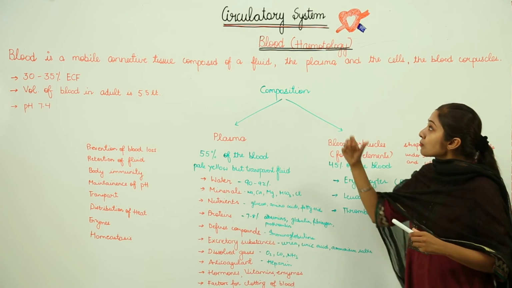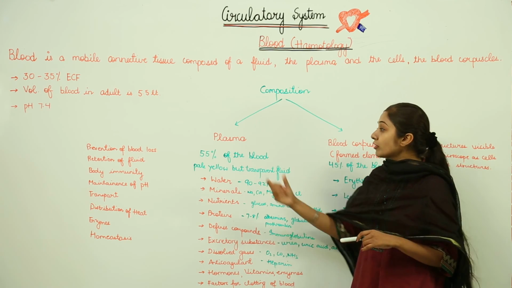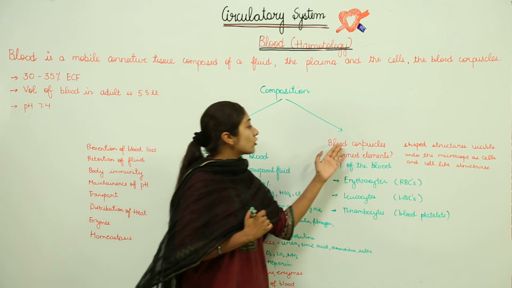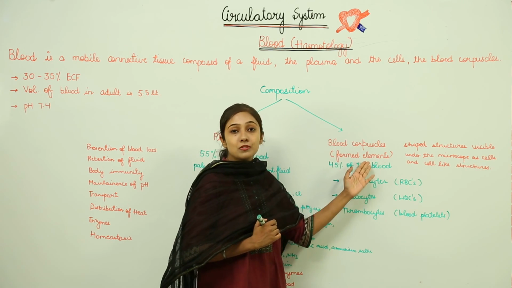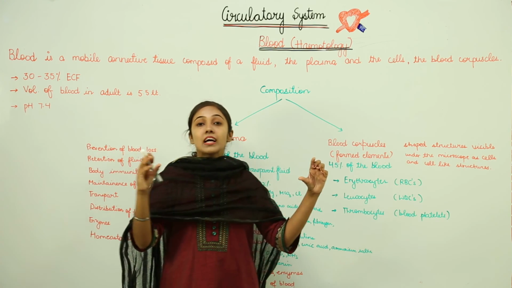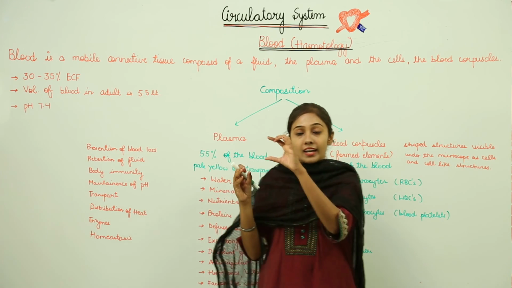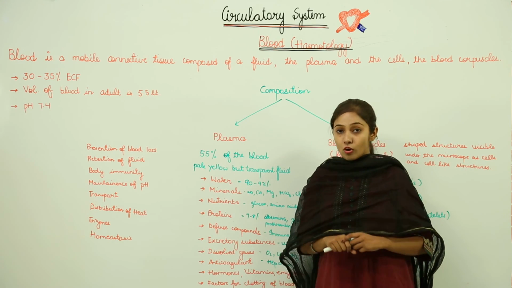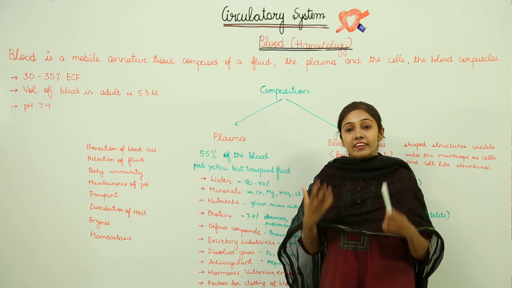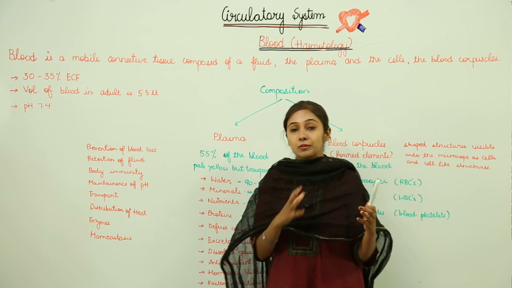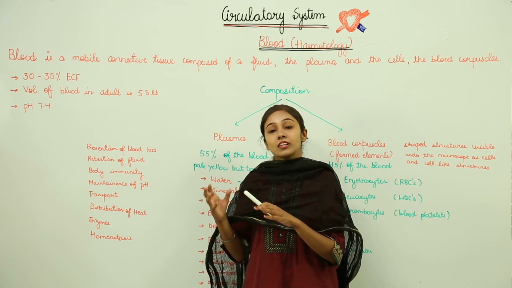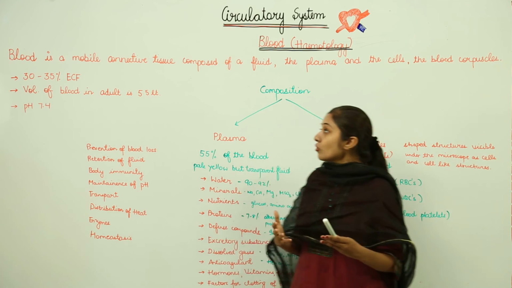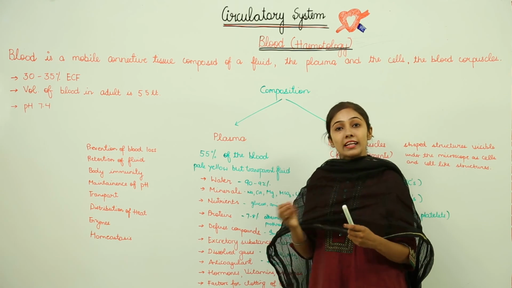Then if we talk about the composition of the blood, as I told you, it is composed of the fluid part that we call plasma, and the cells that we call what? The blood corpuscles, or you can call them formed elements. So in a fluid, that is plasma, these cells are there. And this blood actually forms a mobile connective tissue which is constantly moving throughout your body. The arteries carry the blood from the heart to all the body parts, and veins bring the blood from all the body parts to your heart. You must have read about this in your previous classes. So this blood is what? It is a mobile connective tissue.